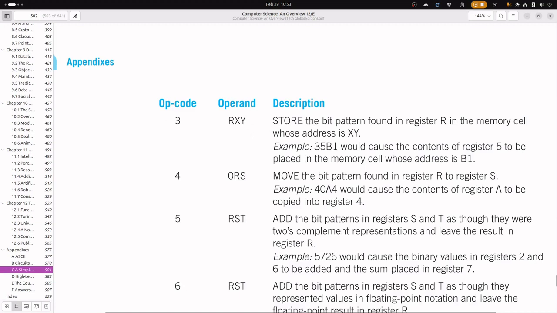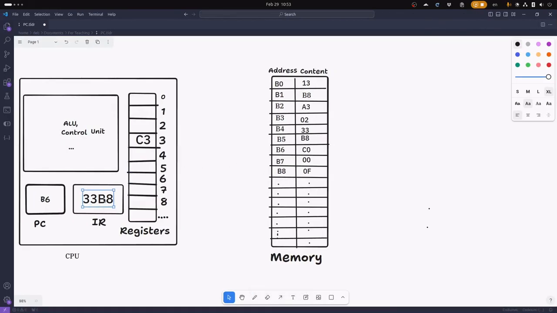See, what does this mean? Store the bit patterns found in register R in the memory cell whose address is XY. Okay, so now what we have to do, we need to store the value of register 3 into memory cell B8. Load the value of register 3.